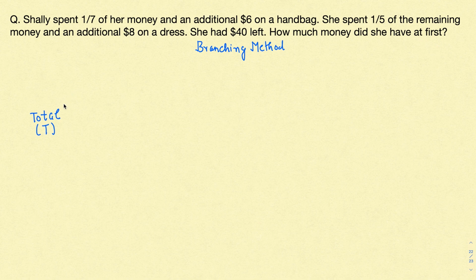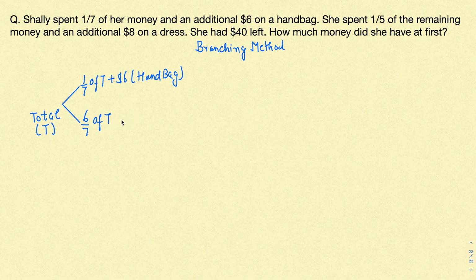Then she spent 1/7 of this total amount, so it is 1/7 of total, and additional $6 on the handbag. Now if she has spent 1/7 of total and an additional $6 on the handbag, how much is she left with? So obviously she must be left with 6/7 of the total.